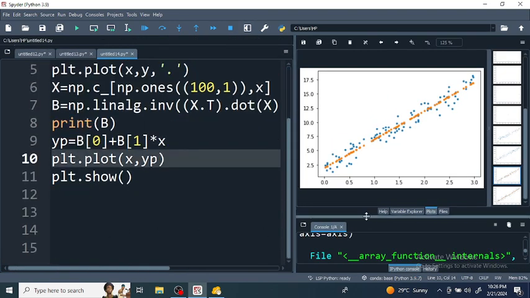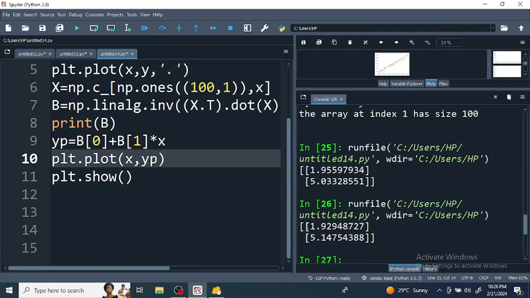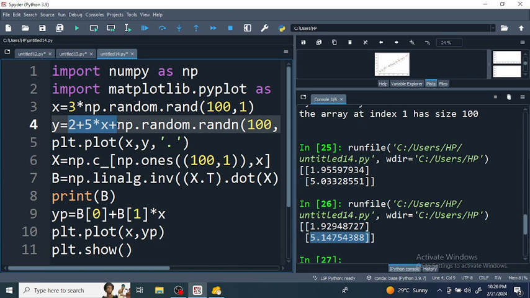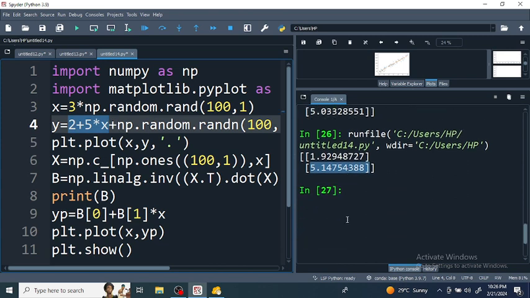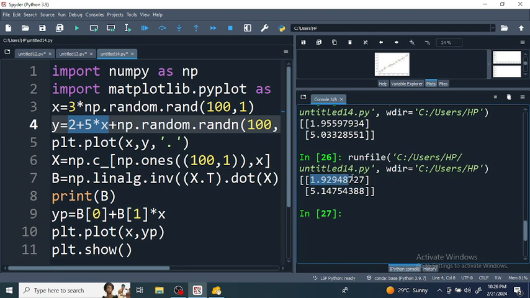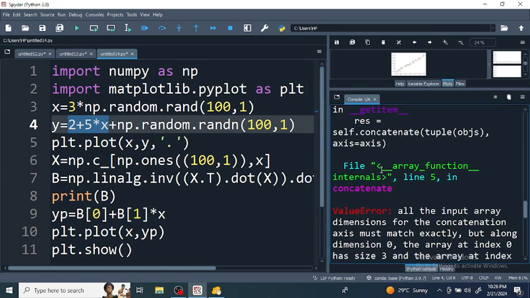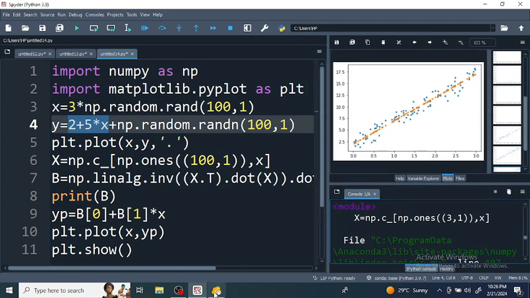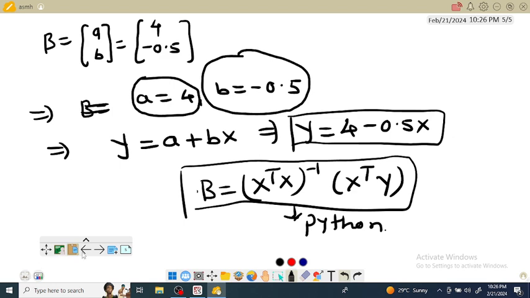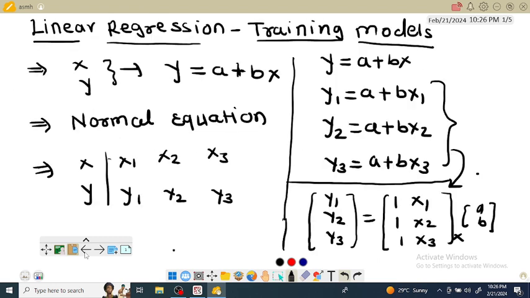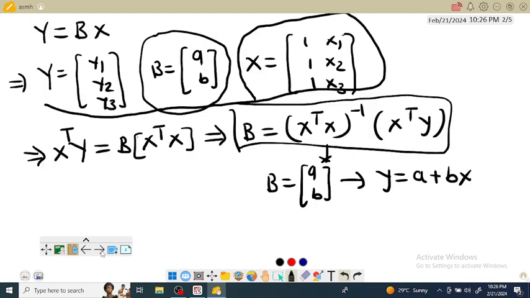And here we get the intercept b as 1.92, and the slope is 5.14. Actually we generated random data as 2 plus 5x plus some random numbers. So instead of 2 we get 1.92, and instead of 5 we get 5.1475. So this is all about linear regression. We use the normal equation here to find the linear regression line. The main aim is how to use the normal equation in linear regression.